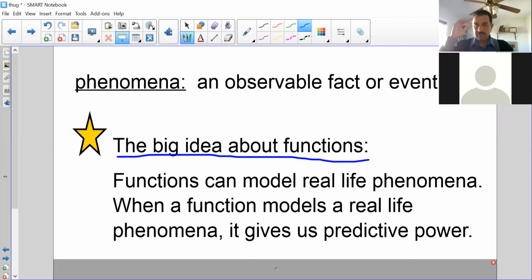If we can create a function, and I haven't even defined what a function is. You've probably seen it before, and I'm assuming you've seen the word before in your math classes before me, but we're going to get into what a definition of a function is shortly. But functions in math model real life situations.